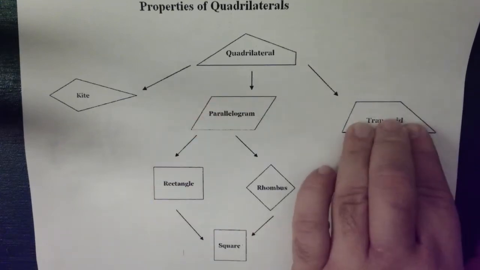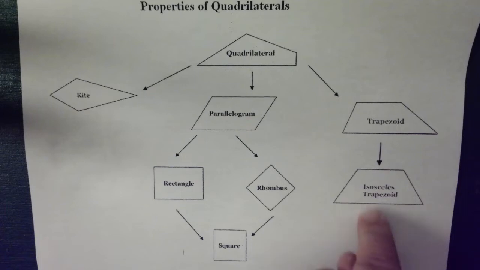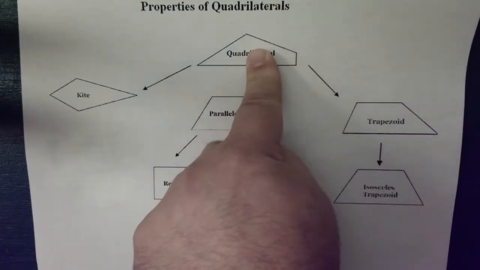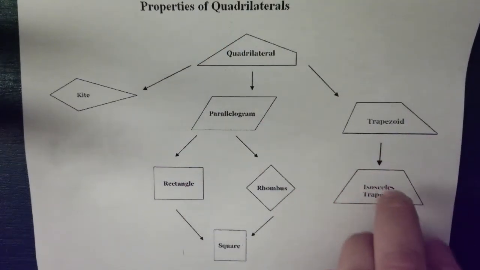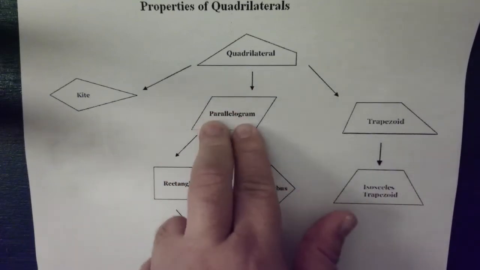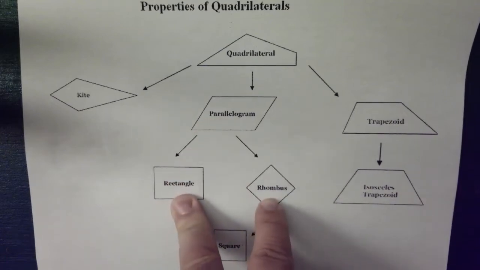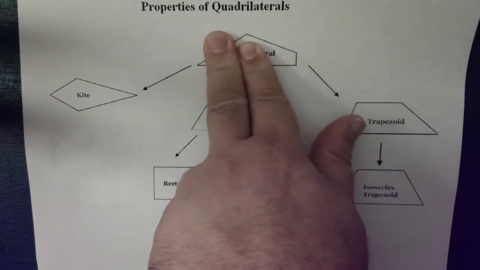Coming over here to the trapezoid, it had one kid, the isosceles trapezoid. The isosceles trapezoid has all the properties that the trapezoid has, and the quadrilateral, but it also has something else that makes it special. We'll talk about that in a minute. Now, the parallelogram had two kids. Both a rectangle and a rhombus are parallelograms. So they have all the traits that a parallelogram has, plus the traits of the quadrilateral.